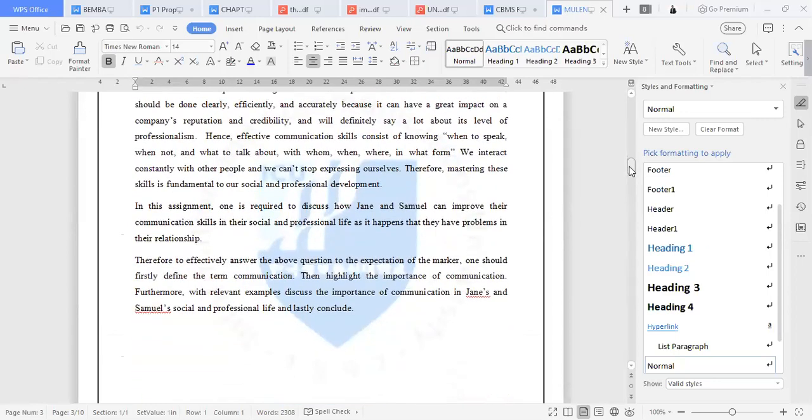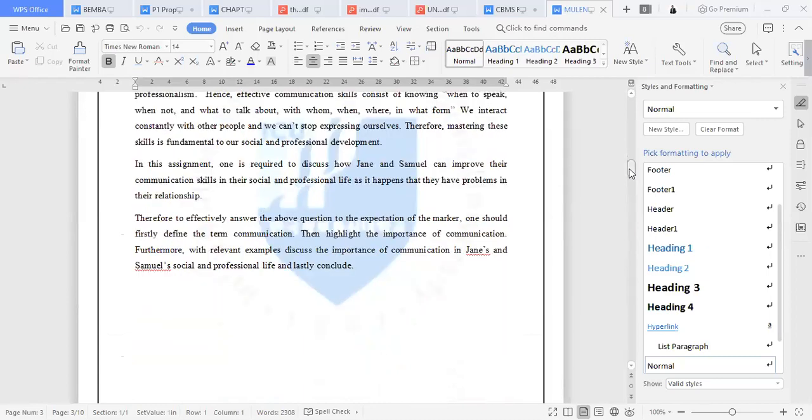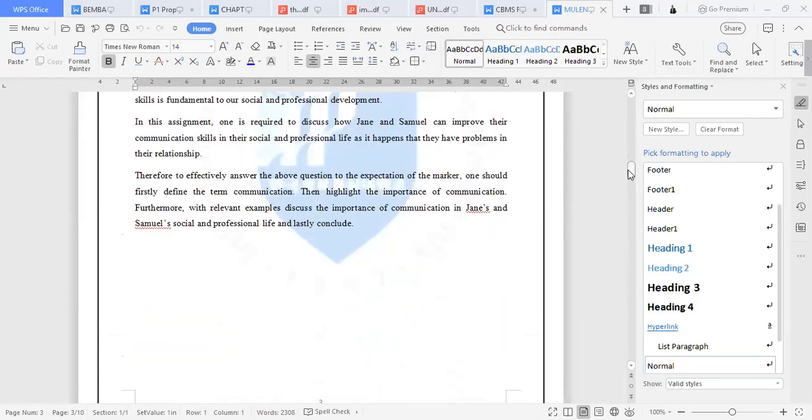And then after your first paragraph, where you give a brief background about communication skills and communication, your next paragraph should be an explanation or a statement of your assignment question. So the next paragraph says, in this assignment, one is required to discuss how Jane and Samuel can improve their communication skills in their social and professional life, as it happens that they're having problems in their relationship.